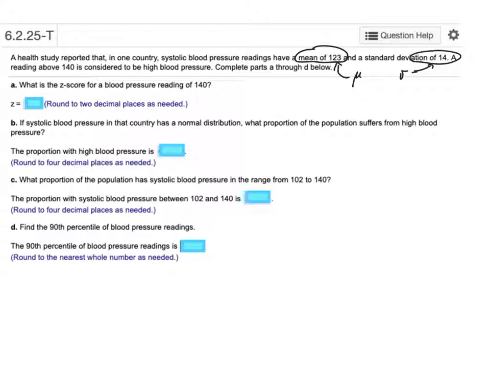And so a z-score of 140 is going to be the observation, the thing we're trying to get the score for, 140, minus the mean divided by the standard deviation. Don't forget that you need to do the subtraction first in the numerator. 140 minus 123 is 17. And then divide that by 14, and you get 1.21. I think it's 1.214, so it would round to 1.21 to 2 decimal places.